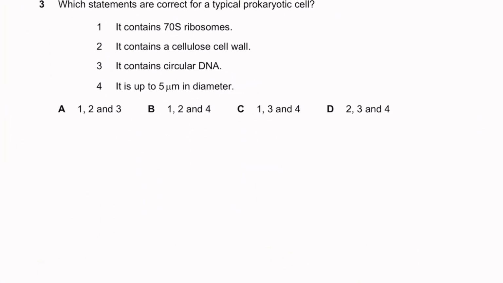Which statements are correct for a typical prokaryotic cell? A typical prokaryotic cell does contain 70S ribosomes, does not contain a cellulose cell wall, contains a peptidoglycan cell wall. It contains circular DNA, that is true. It is up to 5 micrometers in diameter, also true. 1, 3, and 4, C.